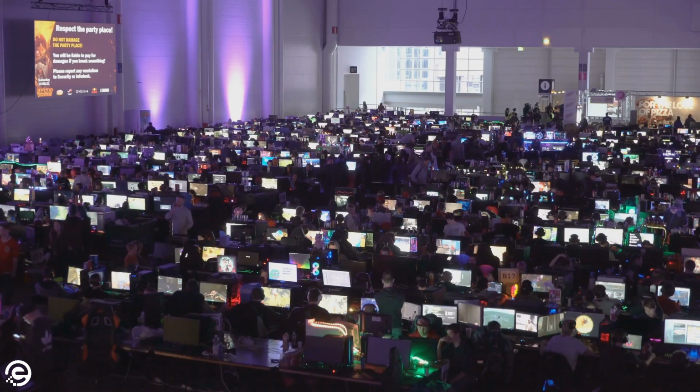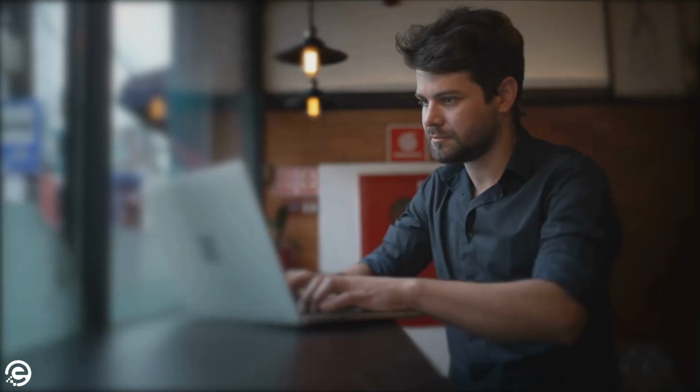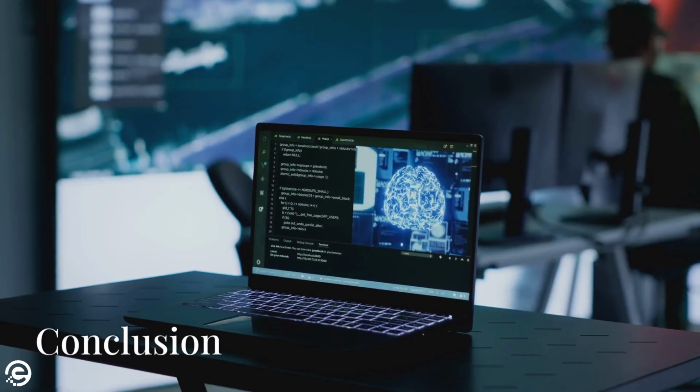And here's the exciting part. You don't need to be a scientist to be part of this revolution. Understanding the basics now puts you ahead of the curve, whether you're an entrepreneur, a student, or just someone curious about the future.